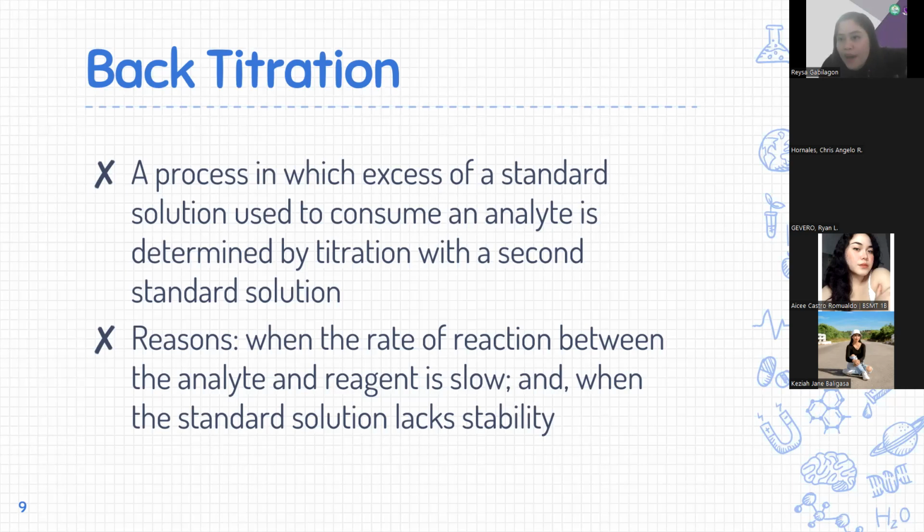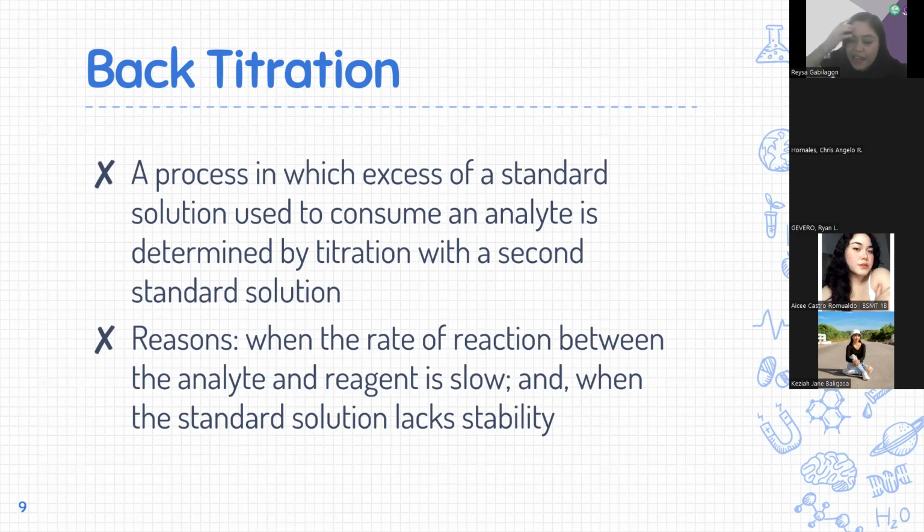Number one, when the rate of the reaction between the analyte and yung titrant natin is slow. So, may mga times kasi na almost maubos mo na yung 1 litro ng titrant mo, wala ka pa rin nakukuha na change in color. So that will be very slow. The reaction is not possible. So ang ginagawa, nagba-back titration. To aid the titration process, we will be using 2 titrants.